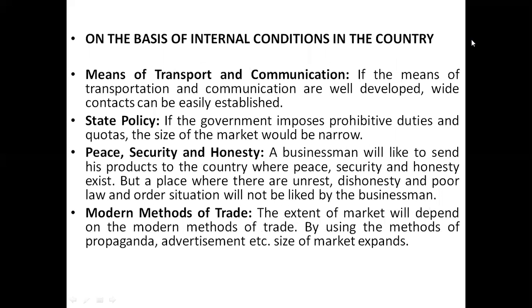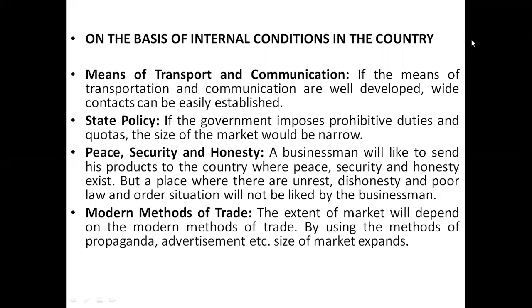Then the next is on the basis of internal conditions in the countries. First in this category is means of transport and communication. If the means of transport and communications are well developed in a country, the market will be wide. Then the next is the state policy. If the government imposes prohibitive duties and quotas, the size of the market would be narrow. The next is peace, security. So if there will be peace, security in the country, the market will be wide.